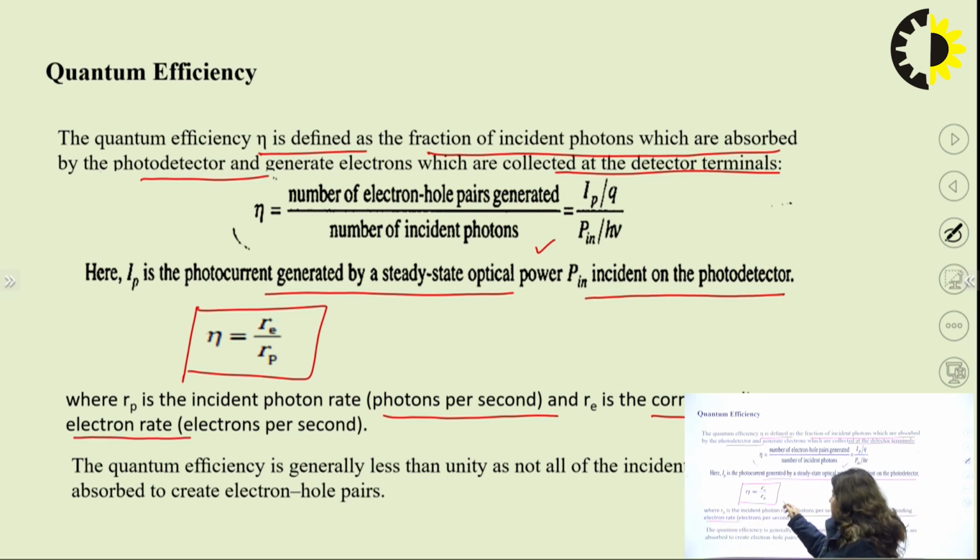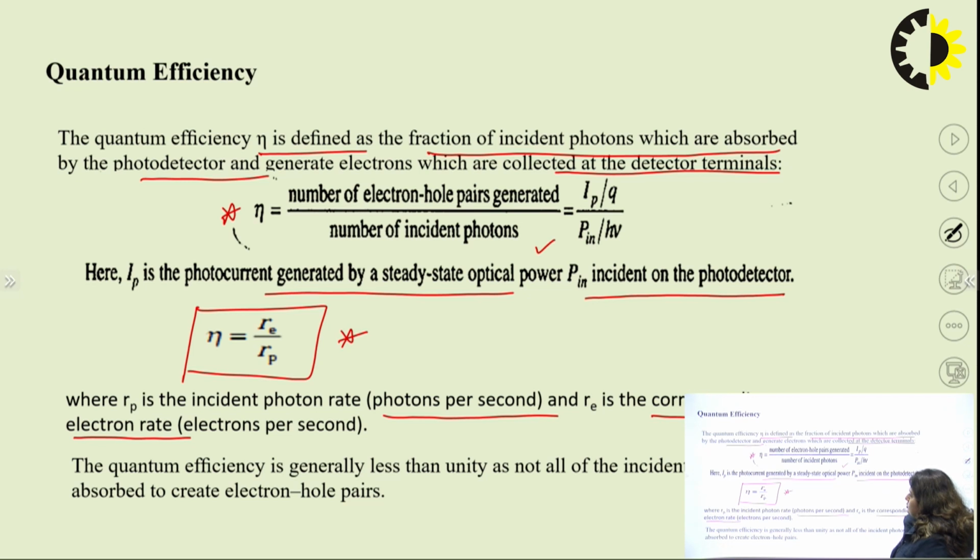So this is a new formula for eta. There are two formulas for eta, so we can calculate by any of the formulas if we know the parameters. If we know the value of the Re and Rp, we can easily calculate the value of eta, that is quantum efficiency.